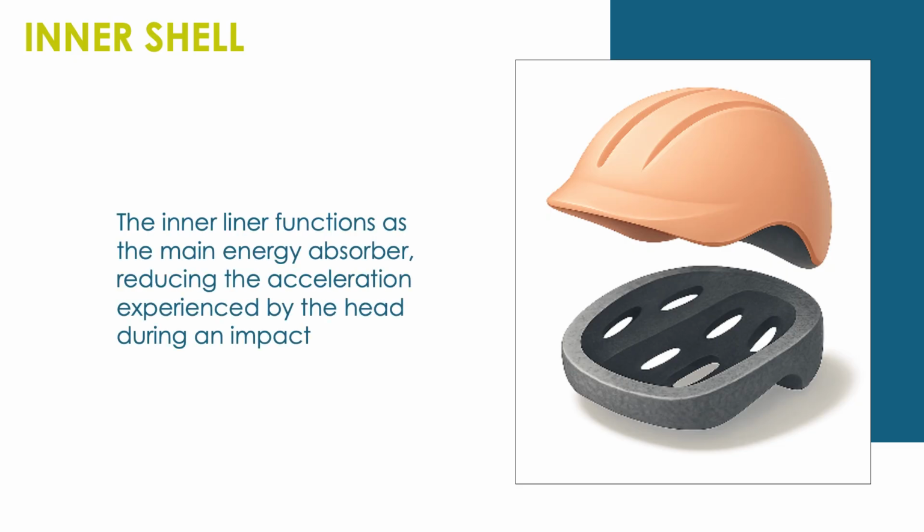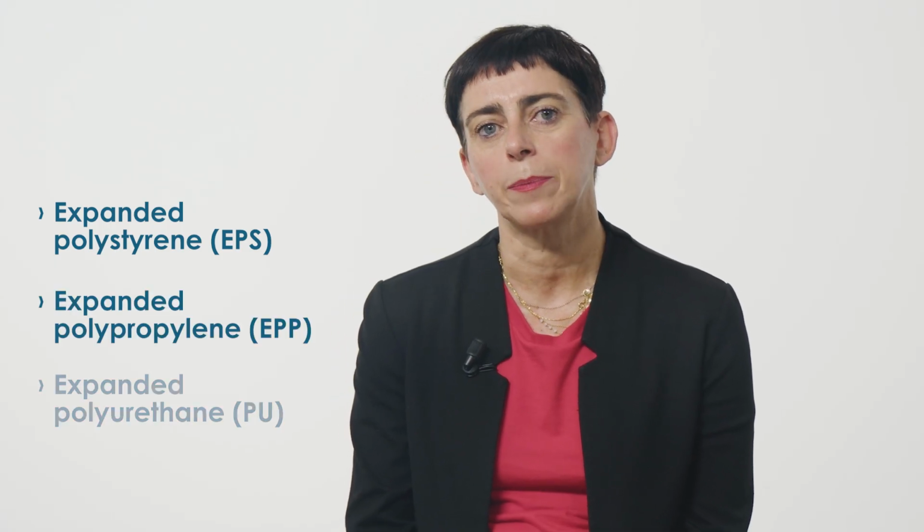Common shell materials include polymers such as acrylonitrile butadiene styrene, ABS, and polycarbonate, PC, while advanced applications may use fiberglass, carbon fibers, or Kevlar composites, which have been discussed in Lesson 2. The inner liner functions as the main energy absorber, reducing the acceleration experienced by the head during the impact. This layer is usually made of foams like expanded polystyrene, EPS, expanded polypropylene, EPP, and expanded polyurethane, PU. These foams are lightweight and straightforward to process.